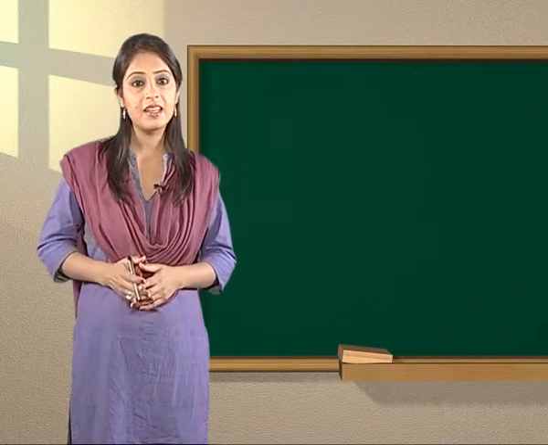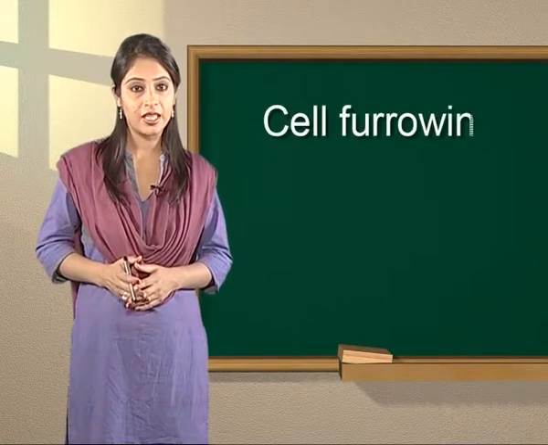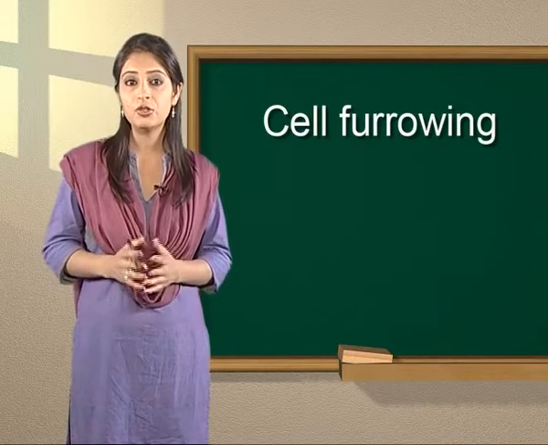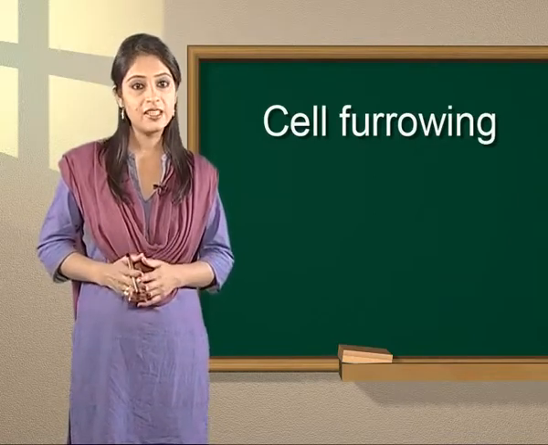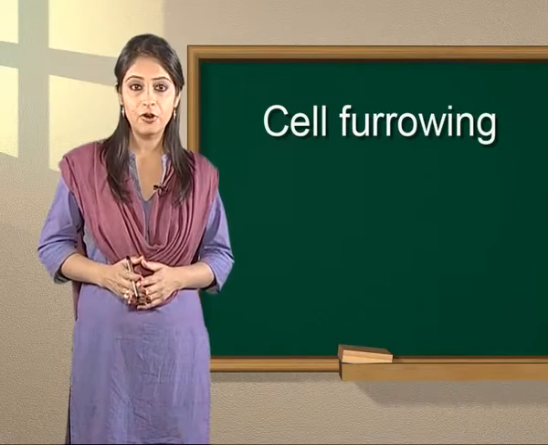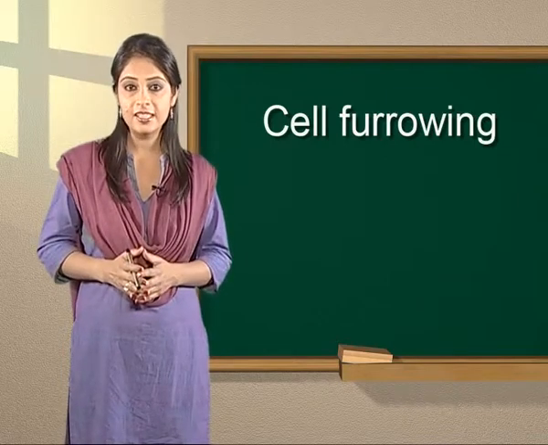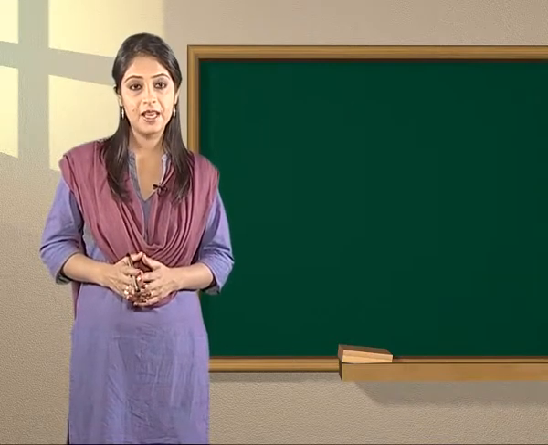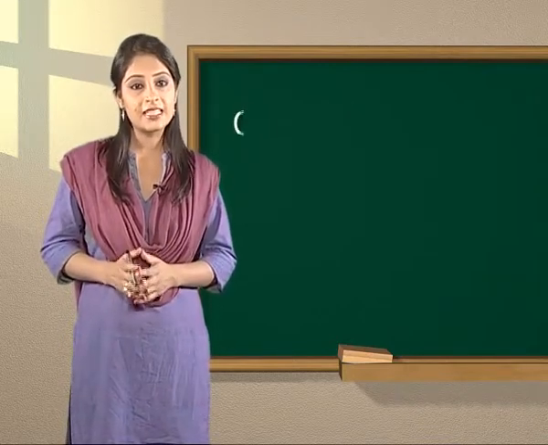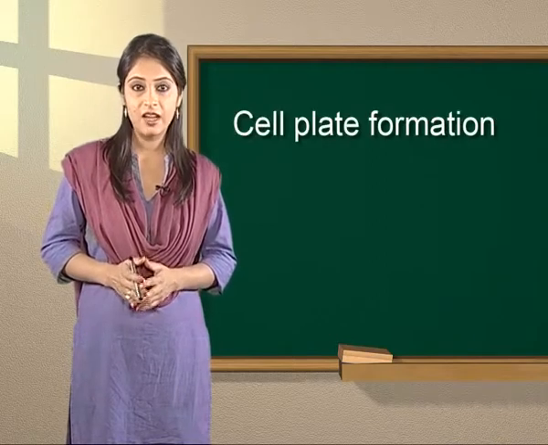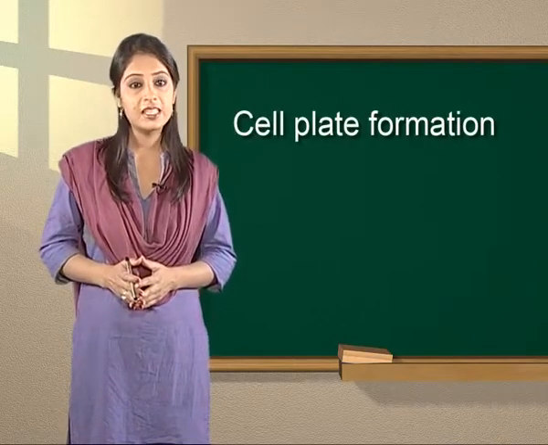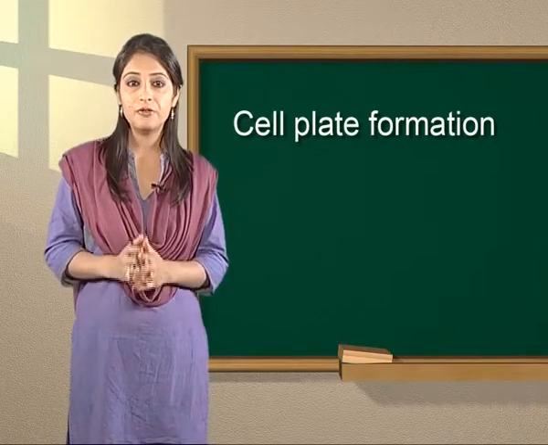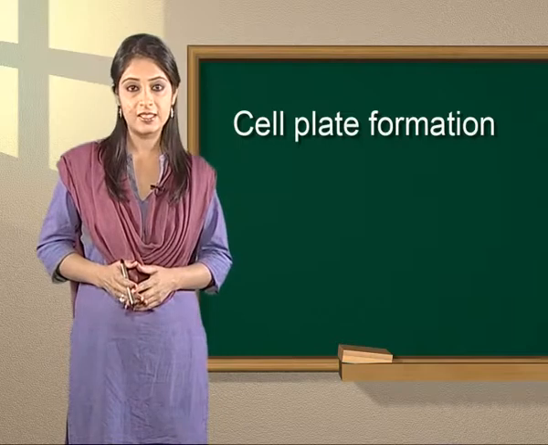An animal cell undergoes cell furrowing. A constriction starts developing between the two nuclei. Gradually, this constriction meets from both the sides, thus dividing the cell into two daughter cells. Plant cells undergo cell plate formation. A plate-like structure starts developing from the center and thus dividing into two daughter cells.